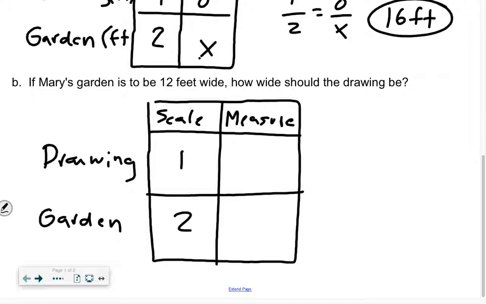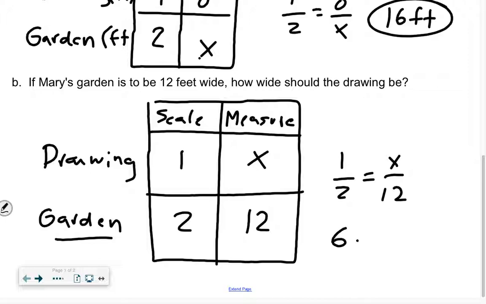Now this 12 that they give us, the 12 feet, that's the size of the actual garden. So now that 12 is going to go down below, and we're looking for that x amount that's going to be on the drawing itself. Proportion then, 1/2 is equal to x over 12. Therefore we know that on the drawing it needs to be 6 inches.